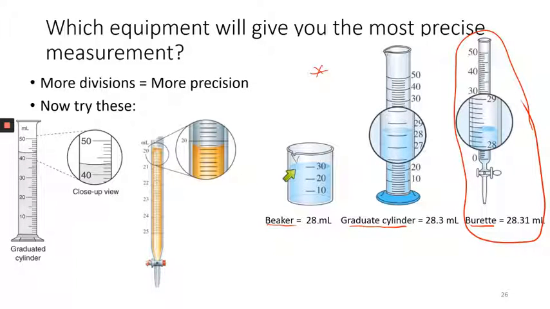Because look at the measurement value. Here, I know my level is in between 20 and 30. So the 2 I know for sure, this I know for sure. The 8 was a guess. In my graduated cylinder, I could see that the water level is actually in between 28 and 29. So I know for sure the 28, and I'm just guessing how much above the 28 it is. Okay, so notice the division on the beaker was 10 milliliters.